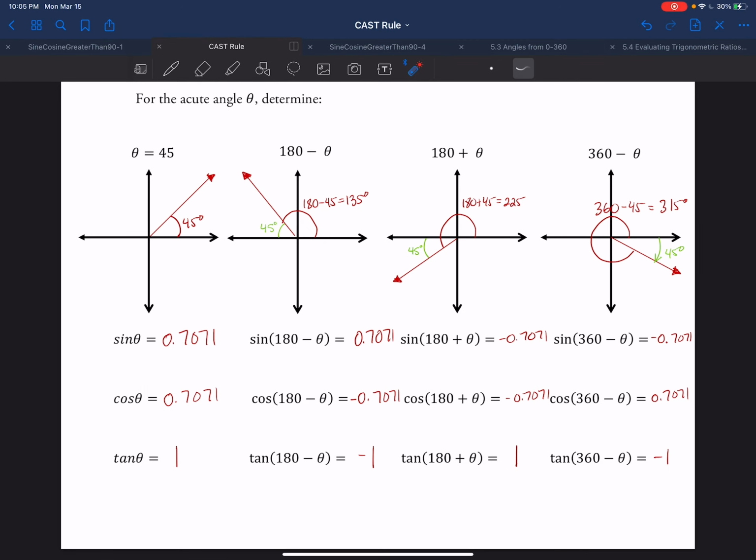So I'm making sure to put in green 45 degrees away from the x-axis because that's going to be very important. It's called the related acute angle. So we're going to be using the related acute angle to figure out the principal angle, not the primary angle. The principal angle is the actual angle that we're figuring out. So in this case, like 315. But we will use the related acute angle, 45, to figure that out.